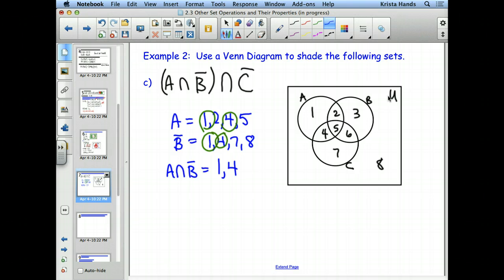Now I need to do C complement. I'm done with everything inside the parentheses, so I'm moving outside the parentheses. What numbers are in C complement? 1, 2, 3, 8. Good. 1, 2, 3, and 8. Now what?